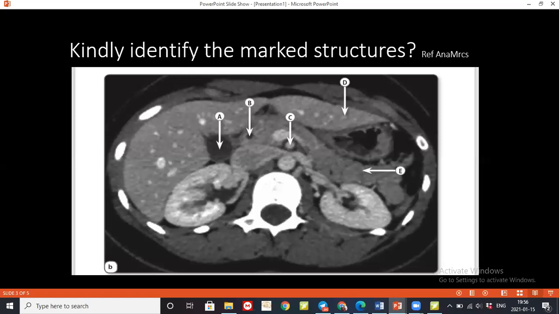Okay. Can you tell me what are the ducts involved in the pancreas? There is a main pancreatic duct and an accessory pancreatic duct. Can you tell me where the main pancreatic duct opens? It opens in the second part of the duodenum, at the major duodenal papilla. Yes.